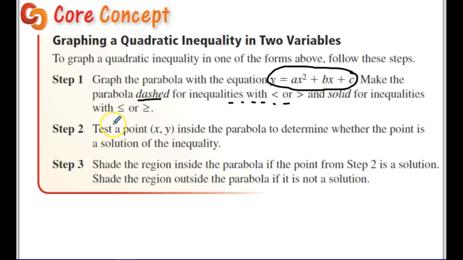When I have a solid, so when I have an equal to part in there, it's going to be a solid line. Okay, so first I graph it and I determine, is this going to be a dashed line or a solid line? Then I test a point inside the parabola, and really you can test a point anywhere to determine which side I shade, because we're going to be shading here, and we'll look at a couple of these examples. And then I shade where my solutions are true.